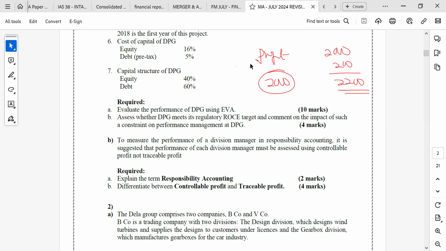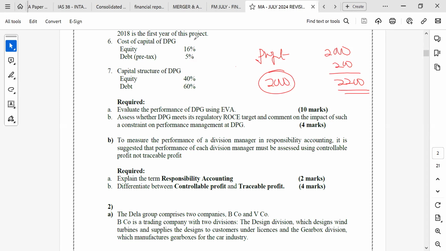What is the profit generated by the division after taking into consideration the necessary expenses and revenue relating to the division? That's what we call the traceable profit. Controllable profit is used to measure the performance of the divisional manager. Traceable profit is used to measure the performance of the division as a whole. So that's what we call the controllable profit and also the traceable profit. Any question before we move on?